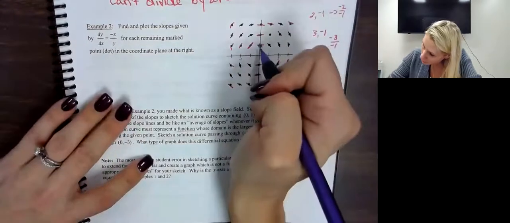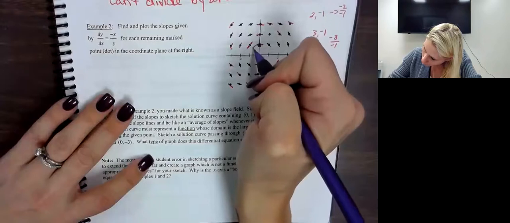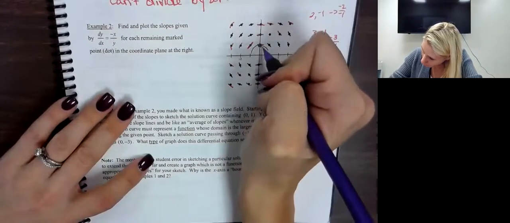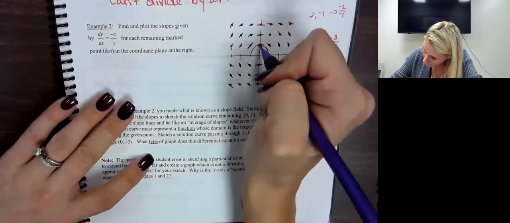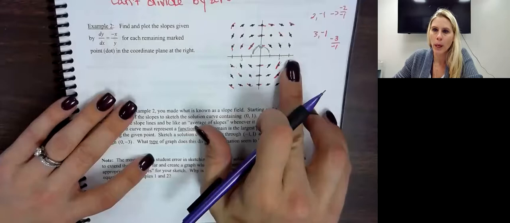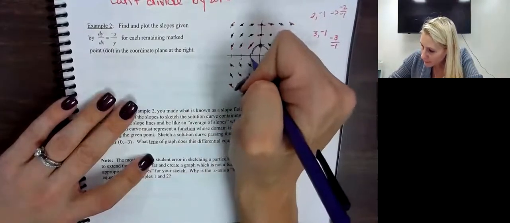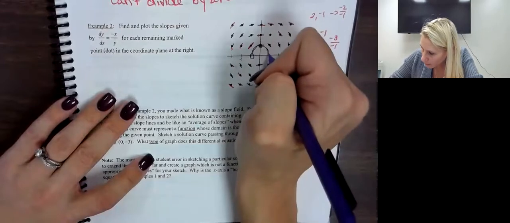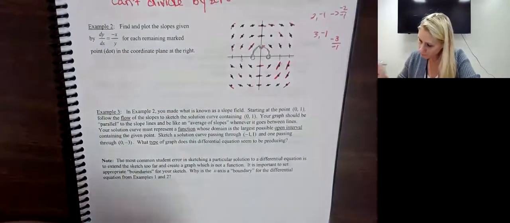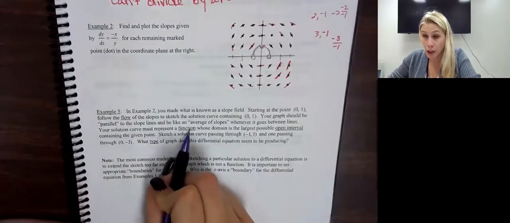And so if I were to then start following and be parallel to the other slopes there, see how I'm parallel right there? And I continue. But what happens as we get to the x-axis here? We don't have any slopes. So what happens is we have open holes. Okay? Your solution curve must represent a function.